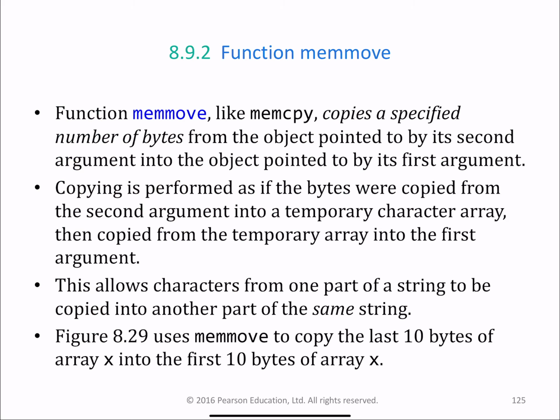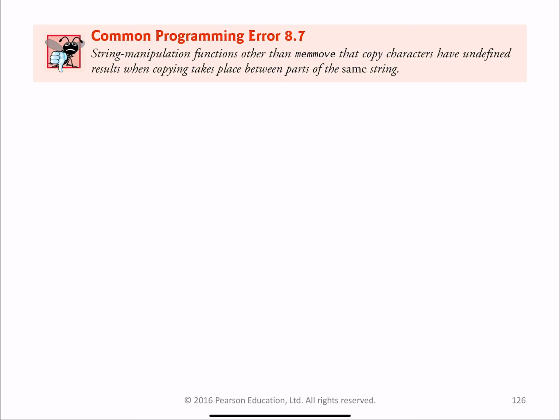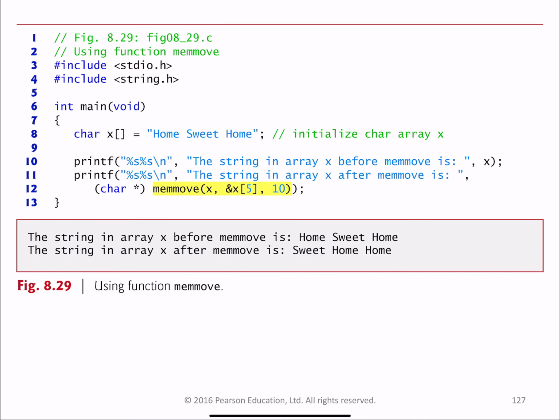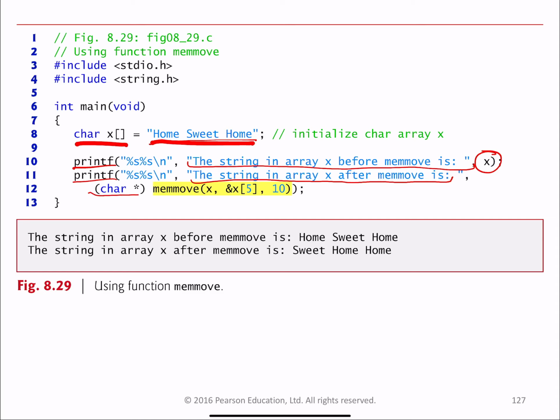Memmove moves the contents from one location to another. And here's an example of that. So we have a character array containing this string initialized to home sweet home. And we print out the string over here first. The constant string, the string in array x before memmove is, and we print out x, and that should show home sweet home. And then we print out the string in array x after memmove is, and look what we're printing out over here.